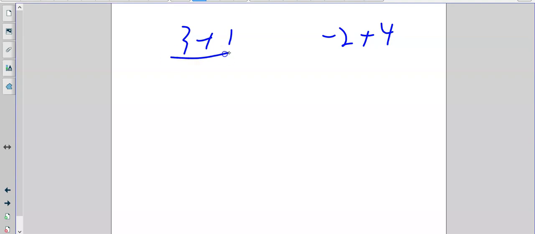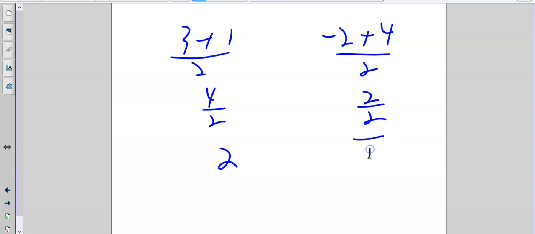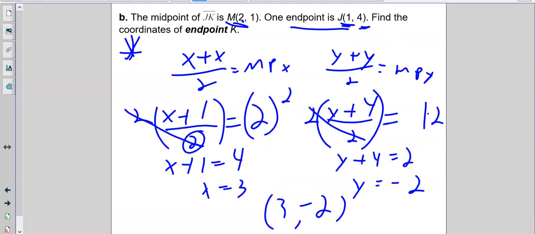1, 4. Divide by 2, divide by 2. So 3 plus 1 is 4, divided by 2 is 2. 4 minus 2 is 2, divided by 2, which is 1. So that's 2 comma 1. Is that what we had? It most definitely is. So when you have one of these tricky questions, you can actually take this point with the other endpoint and verify the midpoint.